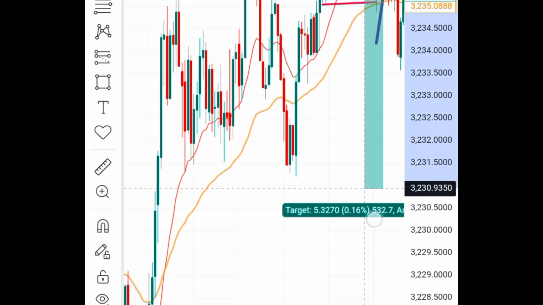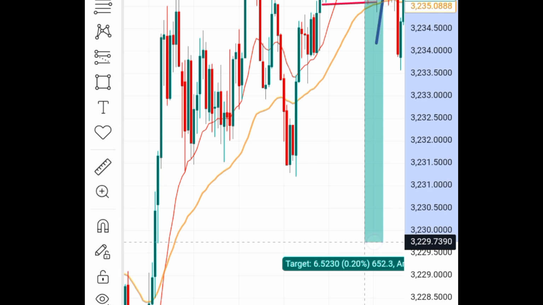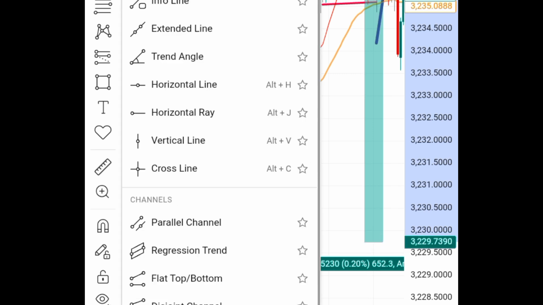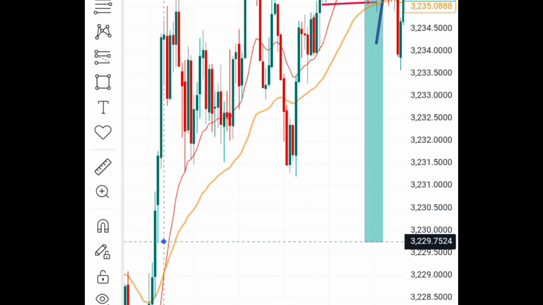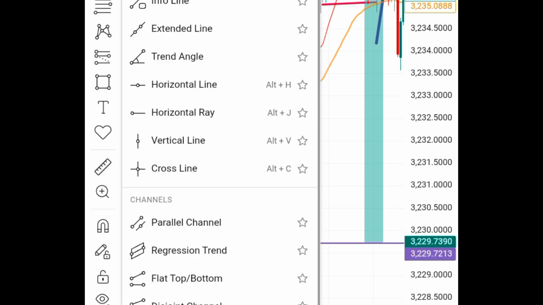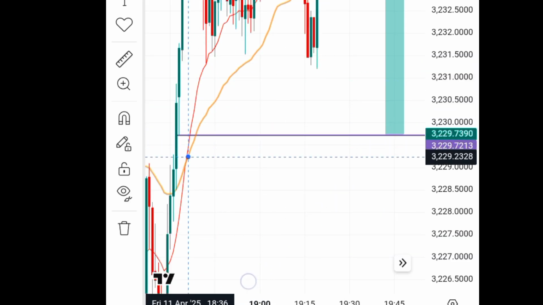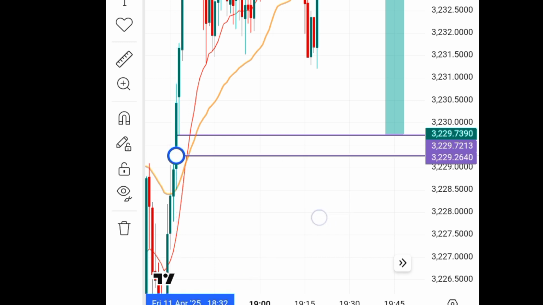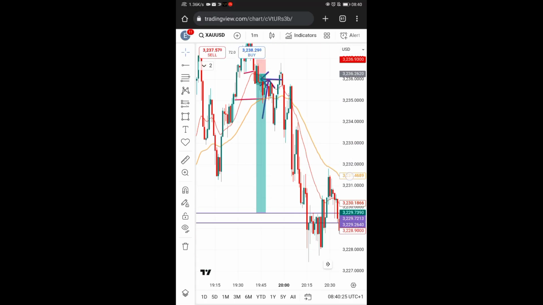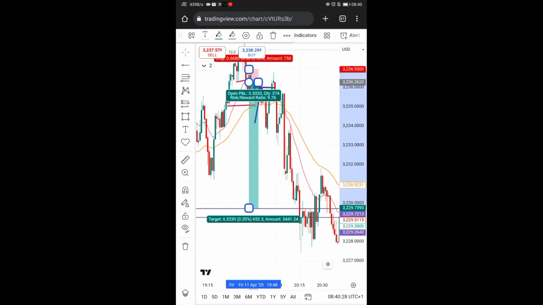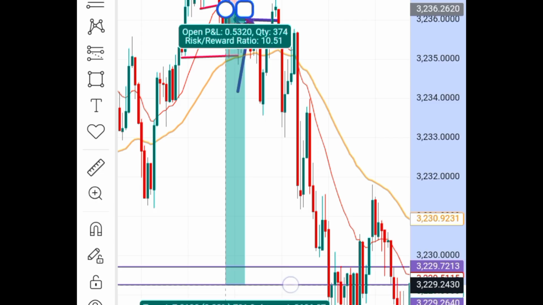You can as well pull down because there is imbalance around this zone, so you can target around this imbalance. If you target before the imbalance field, you can get 1:9 RR. But if you want to target the imbalance zone here, you can get 1:10 from this very trade. So this is the sell scenario.